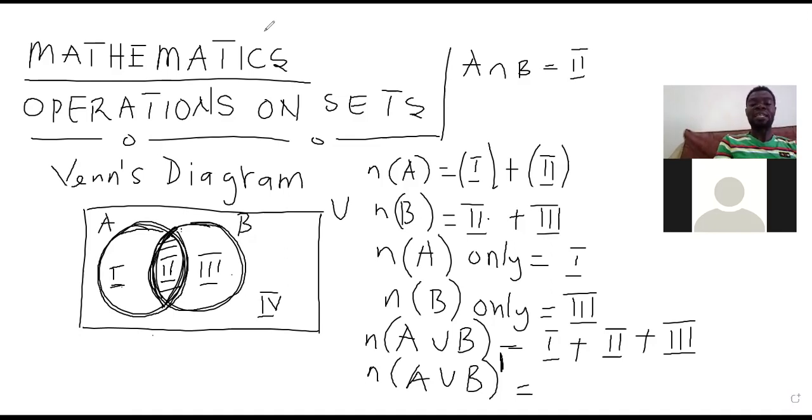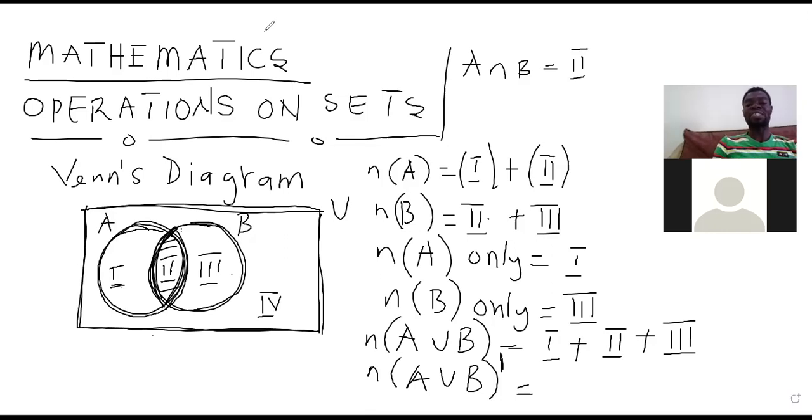Now, you realize that region 4 is part of the universal set. It can be found in the rectangle, but it is neither in A nor B. It can be found in the rectangle.